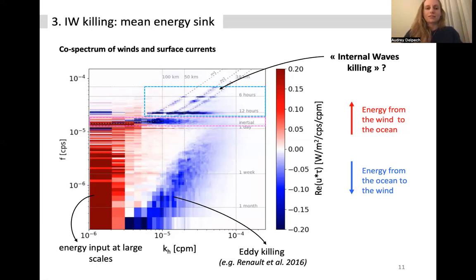So the word killing is not quite correct. Damping would be more accurate, but because it was already mentioned in the literature as eddy killing, I just picked up the same word. So the question that arose from this was how much this energy loss represents compared to the generation or to the power of those internal waves.